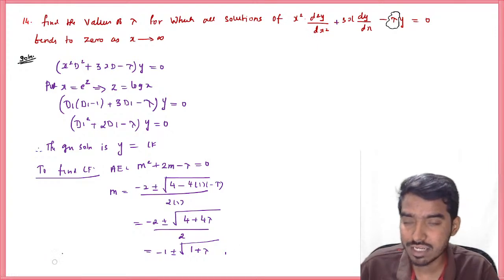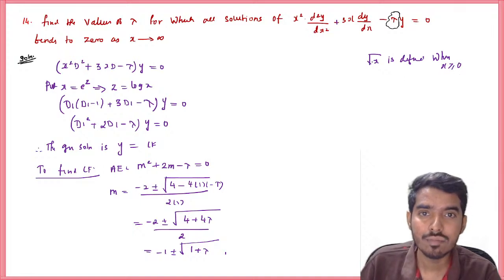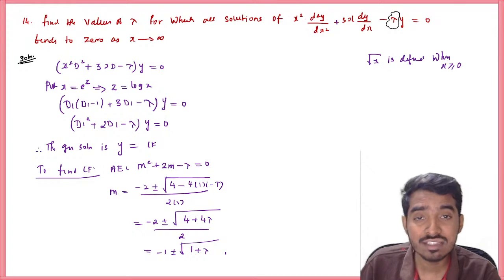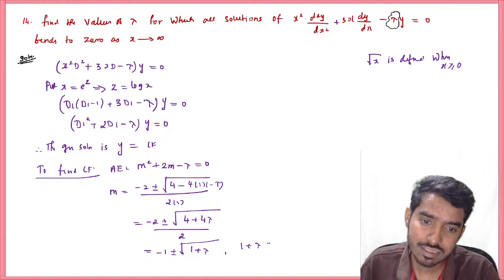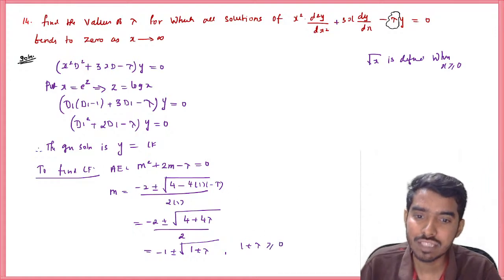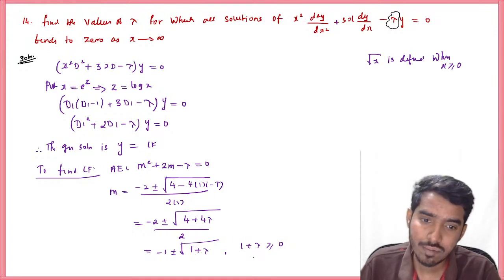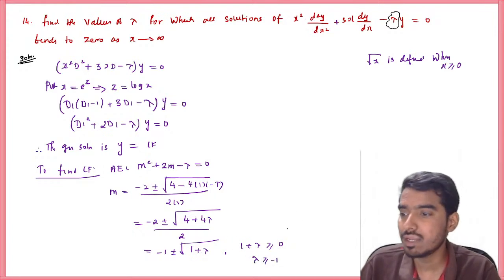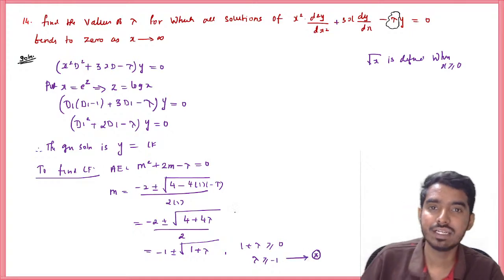Remember, we have one important condition here. What's the important condition? Root x is defined when x is greater than or equal to 0 only, right? For a real solution, root x will be a real number only if x is greater than or equal to 0. We are finding real solutions only. So make sure this 1 plus lambda is greater than or equal to 0. Then only will root of something be defined, if the number is a real number. So that means lambda should be greater than or equal to minus 1.